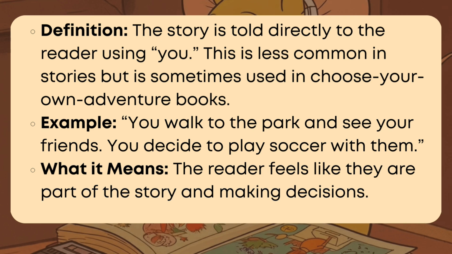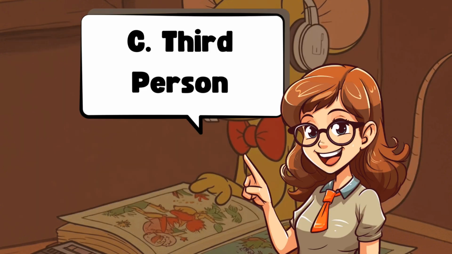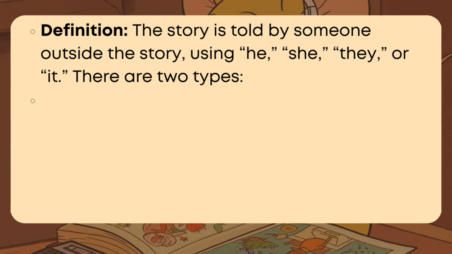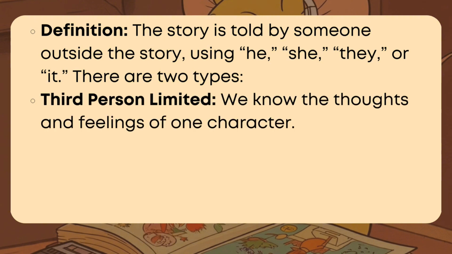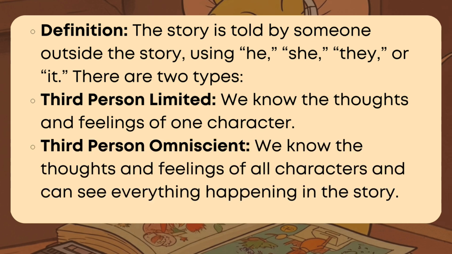Okay? Third person. So when we say third person, the story is told by someone outside the story using he, she, they, or it. There are two types. The third person limited, we know the thoughts and feelings of one character, and the third person omniscient, we know the thoughts and feelings of all characters and can see everything happening in the story.